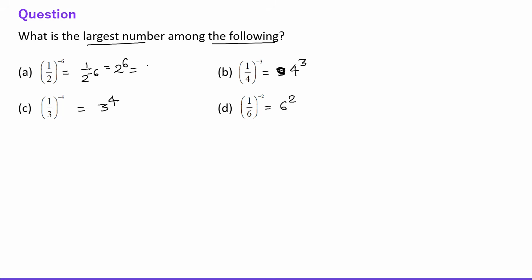So 2 raised to the power 6 is what? 64. And this is 81. And this is 36. So which number is the largest? 81 is the largest number. 81 means C option. 1 by 3 raised to the power minus 4 is the largest term. Okay. Now let's move to the next question.